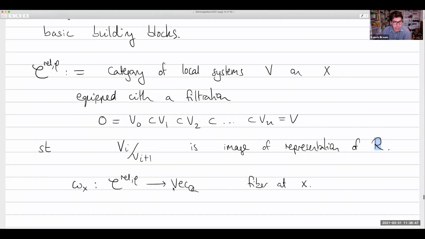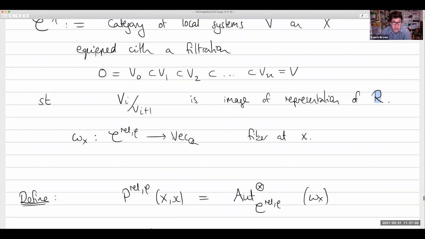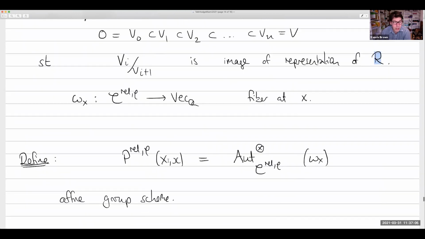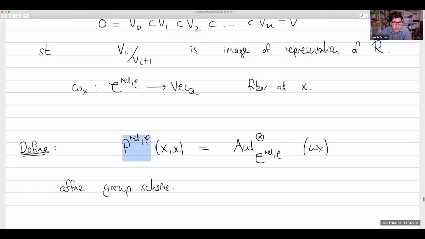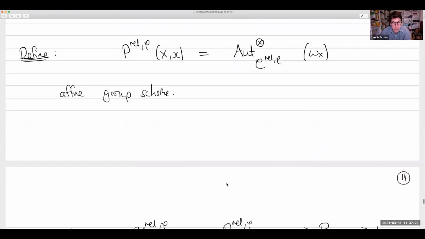And on this category, we have a functor to vector spaces. Here I've taken Q, which is taking the fiber at a point X. And it turns out that this category is an abelian tensor category. It's a Tannakian category, and omega is a fiber functor. So we can define the relative fundamental group, the relative completion of the fundamental group, to be the automorphisms of this fiber functor, and that's an affine group scheme. Okay, so that's the definition of relative completion.